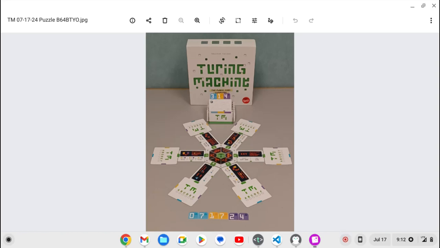Let's begin. Today's July 17th, 2024, and we're solving the Daily Turing Machine Puzzle. Today's puzzle uses 6 criteria cards and its 6 verification cards. Let's go to turingmachine.info for the details.